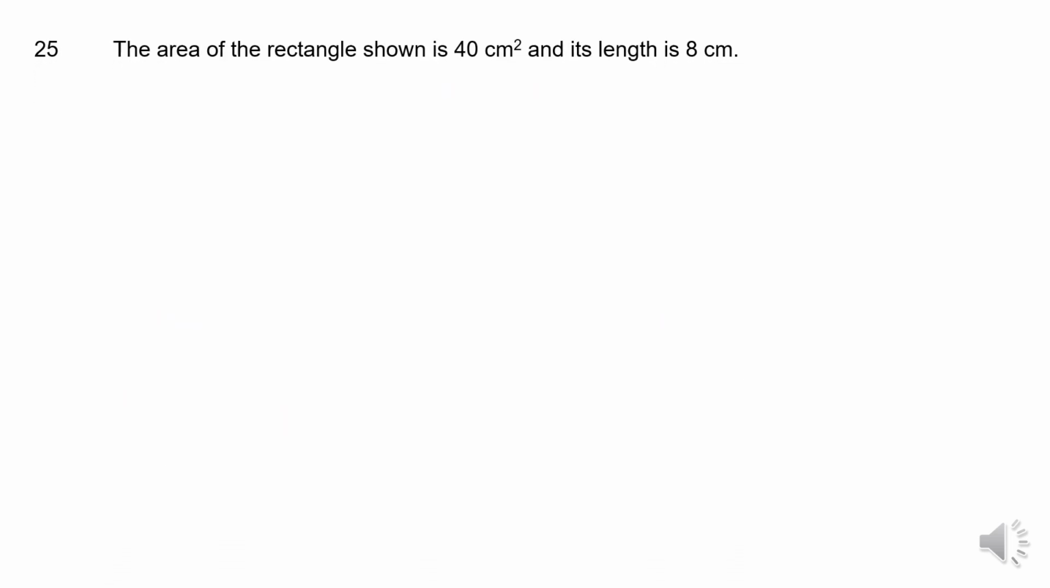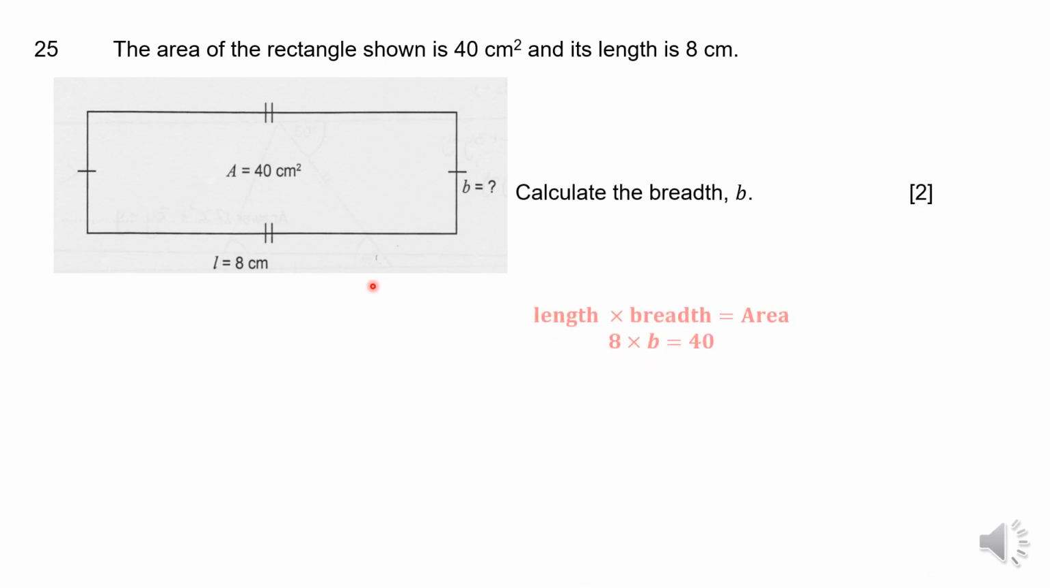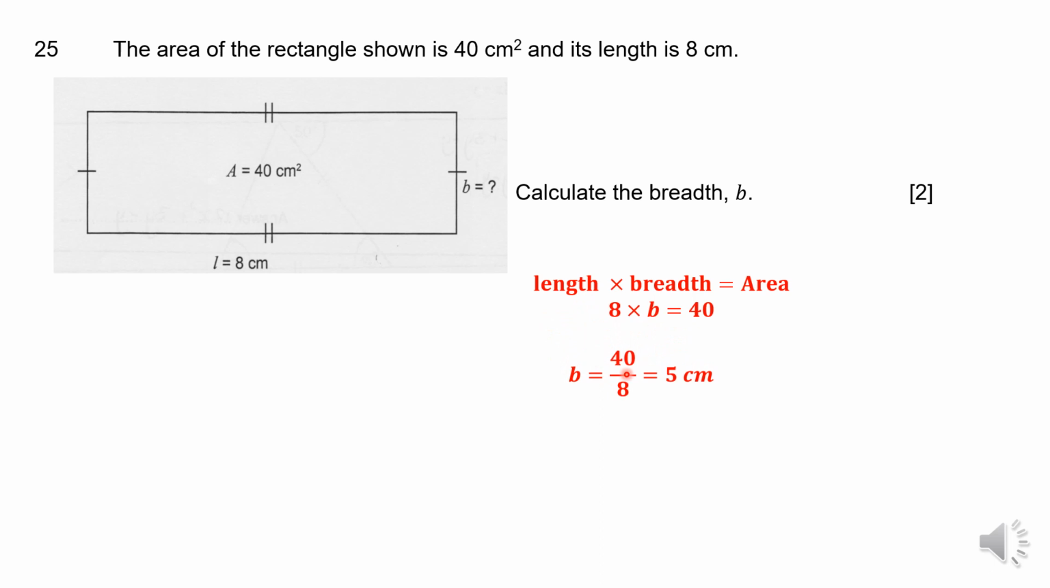Question 25, so they are giving us here a rectangle, and they are saying that the area of the rectangle is 40 centimeters squared. The length is 8 centimeters, so you're just supposed to find the breadth. So the formula is the length times the breadth gives you the area. So 8 times what gives you 40? Very easy, you divide that 40 by 8 in order to find the breadth, and the breadth is going to be 5 centimeters.